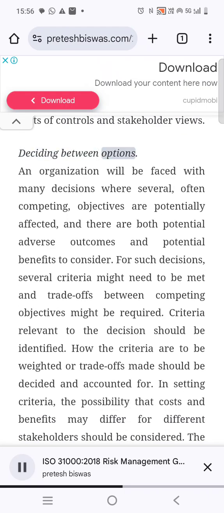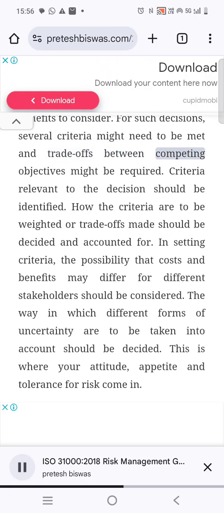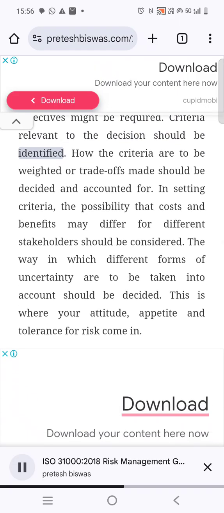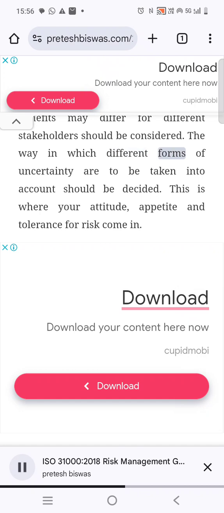Deciding between options. An organization will be faced with many decisions where several, often competing, objectives are potentially affected, and there are both potential adverse outcomes and potential benefits to consider. For such decisions, several criteria might need to be met and trade-offs between competing objectives might be required. Criteria relevant to the decision should be identified. How the criteria are to be weighted or trade-offs made should be decided and accounted for. In setting criteria, the possibility that costs and benefits may differ for different stakeholders should be considered. The way in which different forms of uncertainty are to be taken into account should be decided.